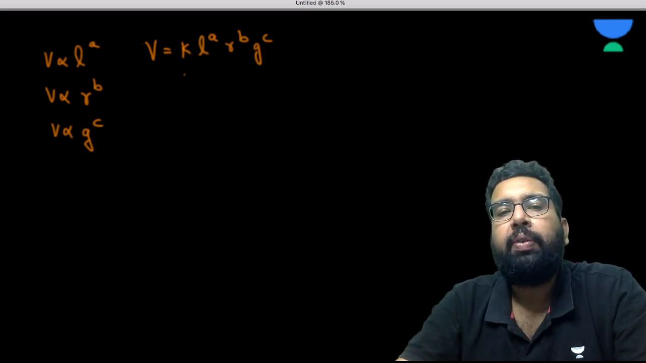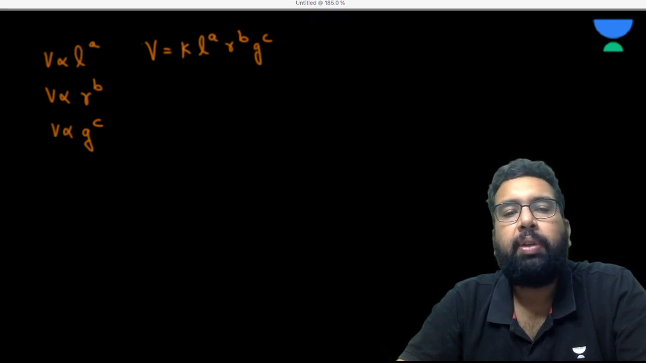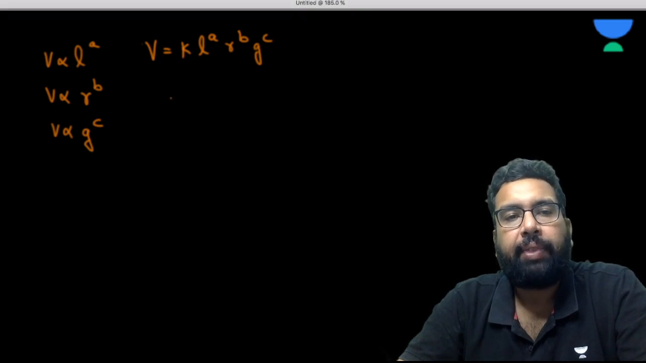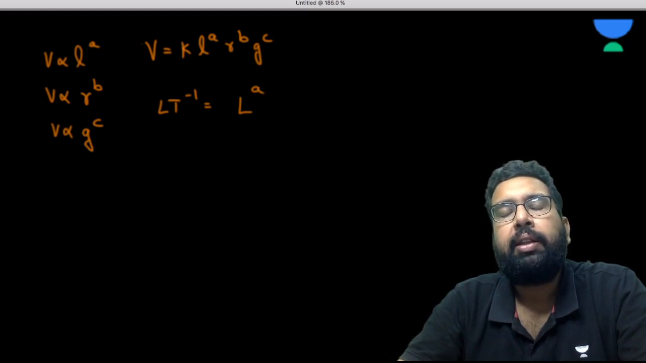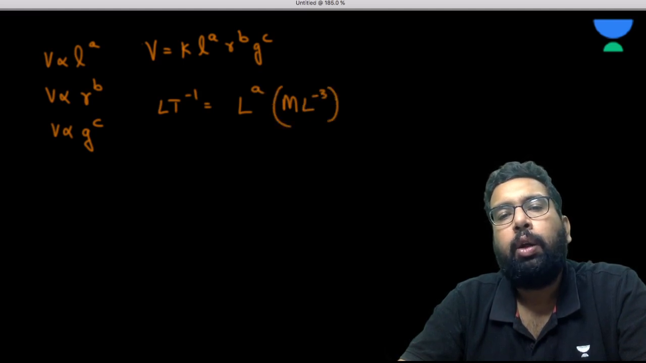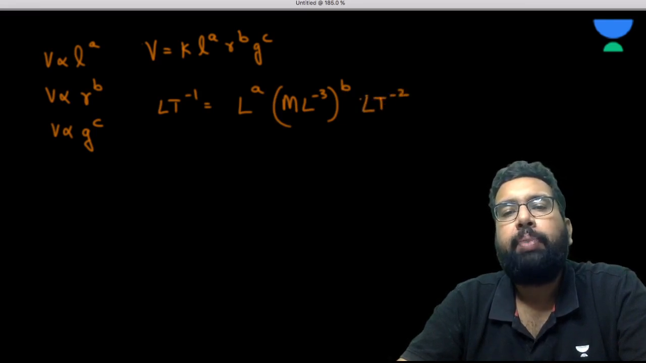Now we already know that the dimension of the left hand side must be equal to the dimension of the right hand side. The left hand side will become LT minus 1. K has no dimensions, let it go. Now L, wavelength: the dimension of the wavelength is L, so it will become L to the power a. Rho is the density, which is kg per meter cube, that is ML minus 3, to the power b, and g is acceleration due to gravity, that is meter per second square, so meter per second square to the power c.